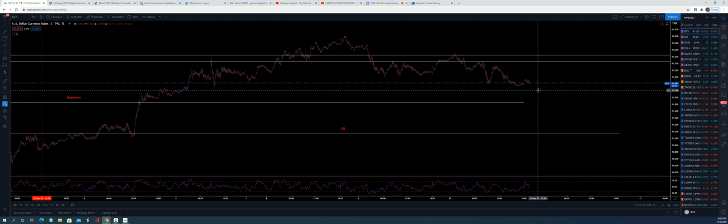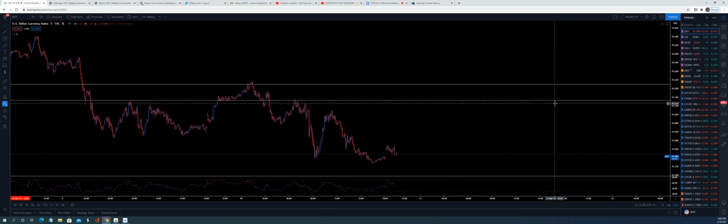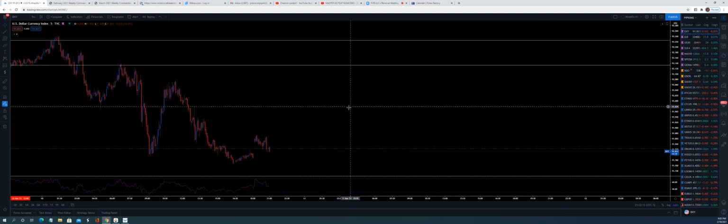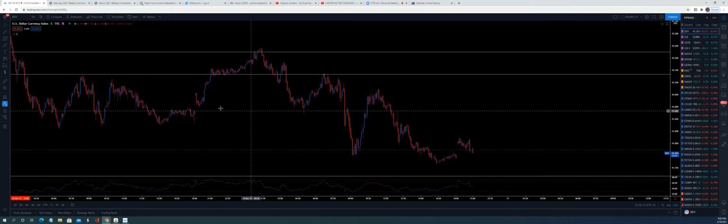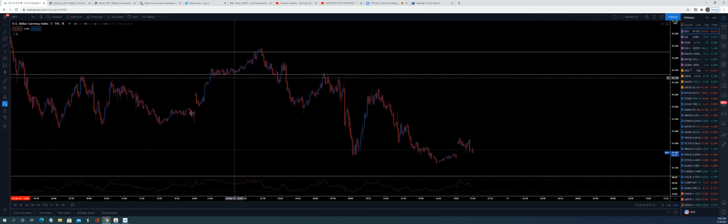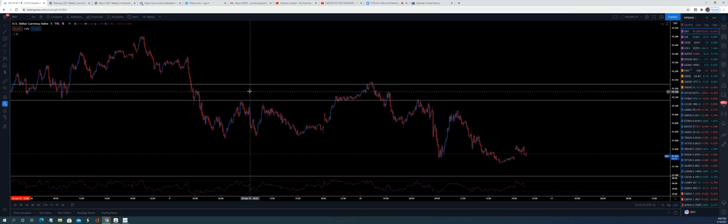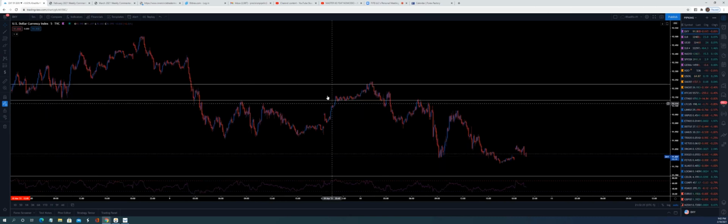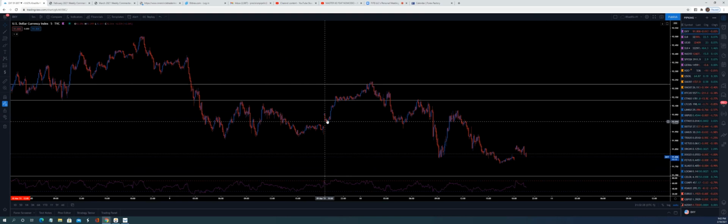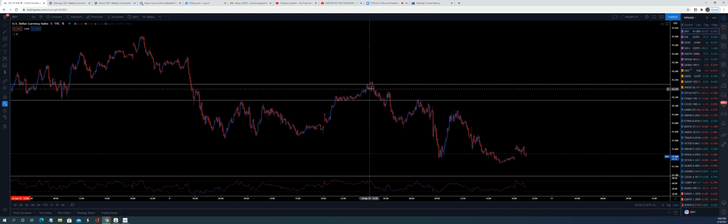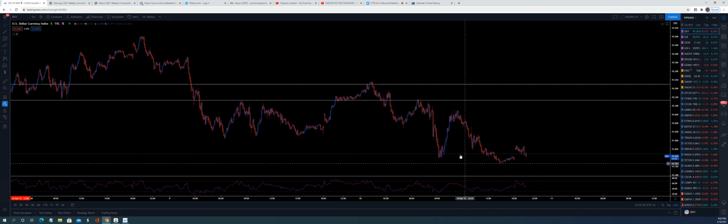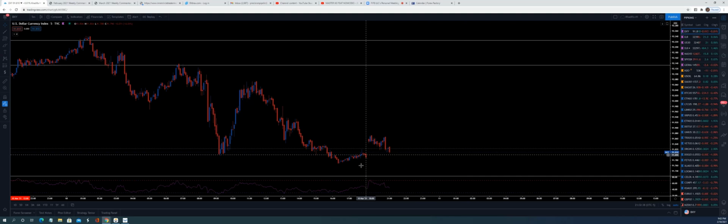I want to see short-term inflation, and so we started out the week to the upside. We came up into this imbalance that I have marked right here, these two levels. There's a level of imbalance that I had marked. And so the dollar was bullish up into that imbalance. And then we started to sell off. It's cool. Brings us to today.